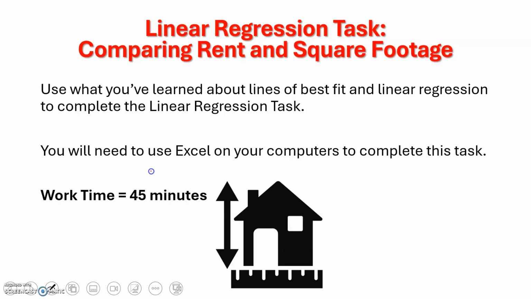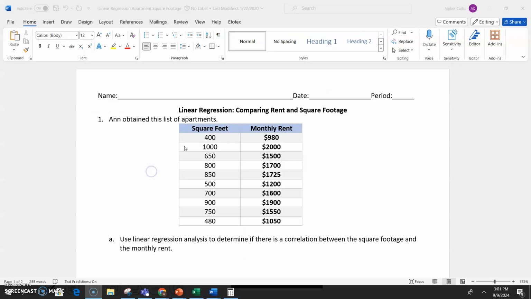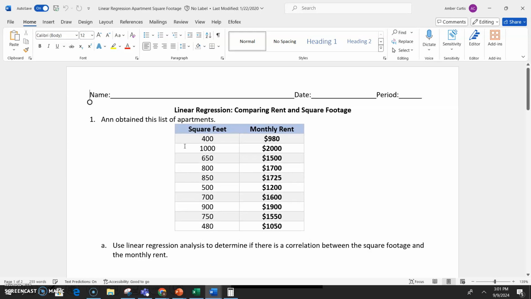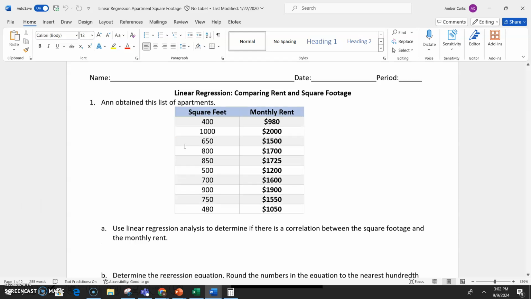All right, now what I want you to do today is to use what you learned yesterday about lines of best fit and linear regression, and I want you to complete this task about rent and square footage of a house. You can find this task in the blue basket marked Wednesday by the door. In this task, we have Anne, who's obtained the list of apartments and how much they cost based on their square footage, the size of the apartment, right?